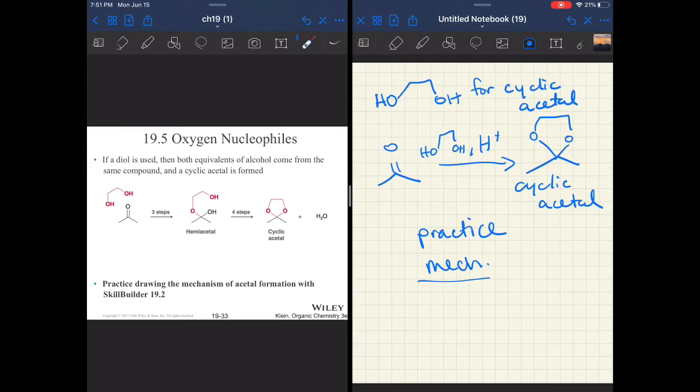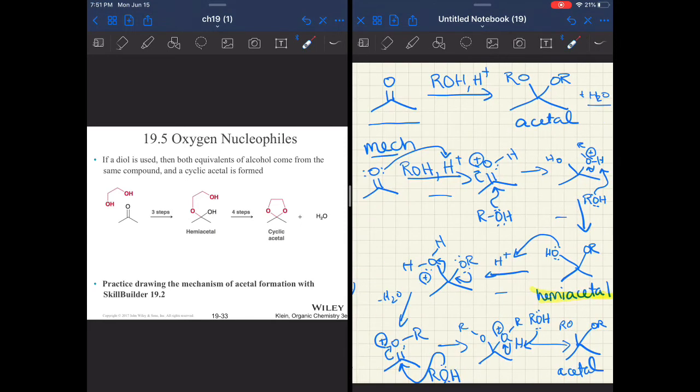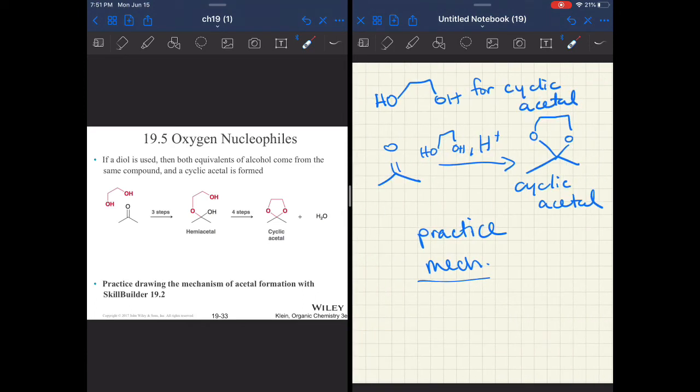The only difference is going to come right here, where the second nucleophilic attack occurs. It's just going to come from the other side of this piece. But all of the steps are exactly the same, so this would be a great place for you to practice.